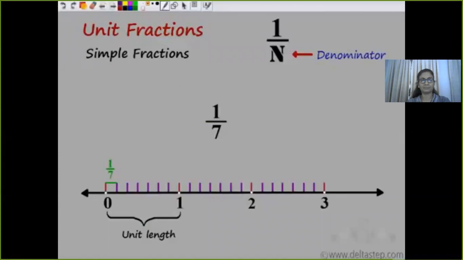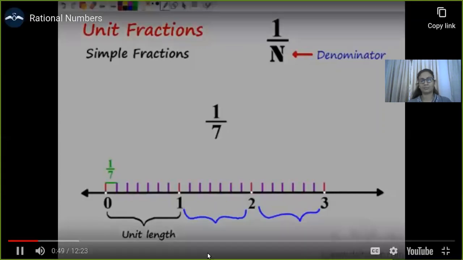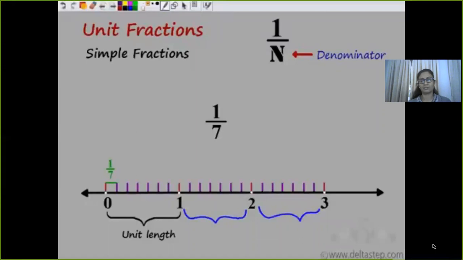Similarly, from 1 to 2, again this is a unit length. This is also a unit length. So any unit length could be divided into 7 equal parts. And what does 1 by 7 tell me? 1 by 7 gives me one of those equal parts. So 1 by 7 is actually telling me the length of one such equal part. So that is how I can read unit fractions.